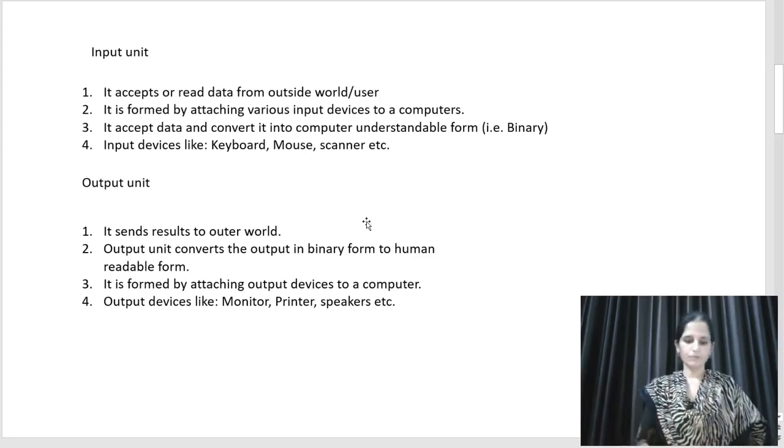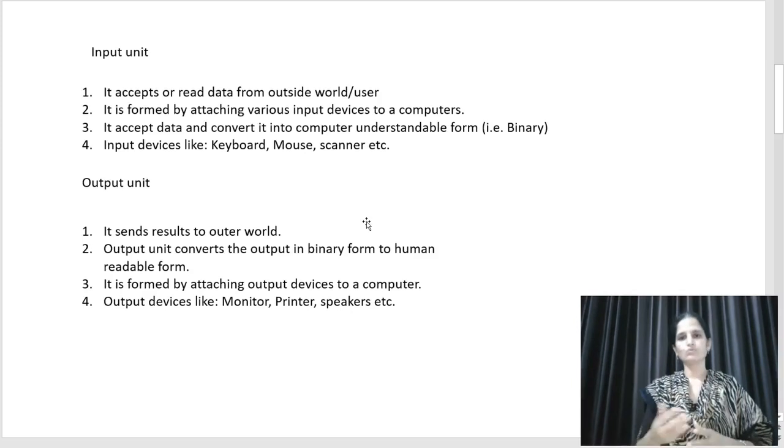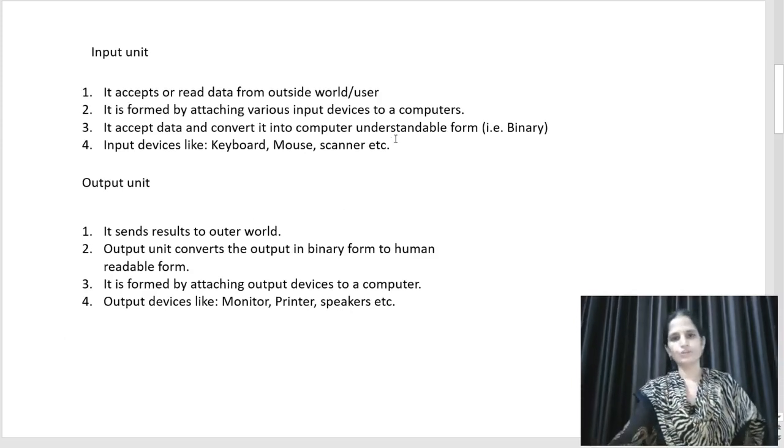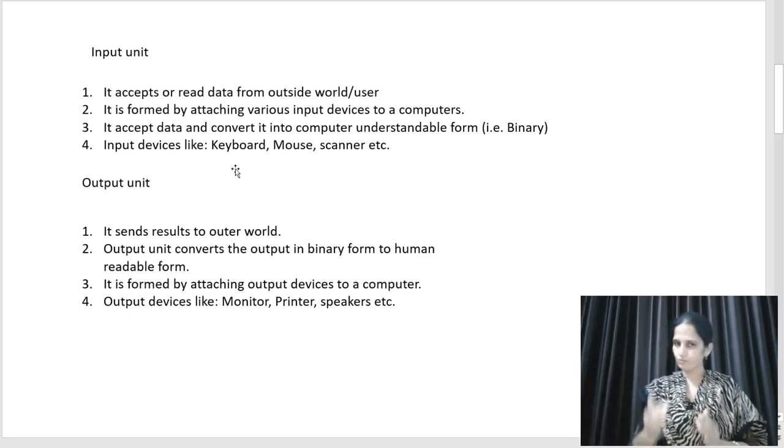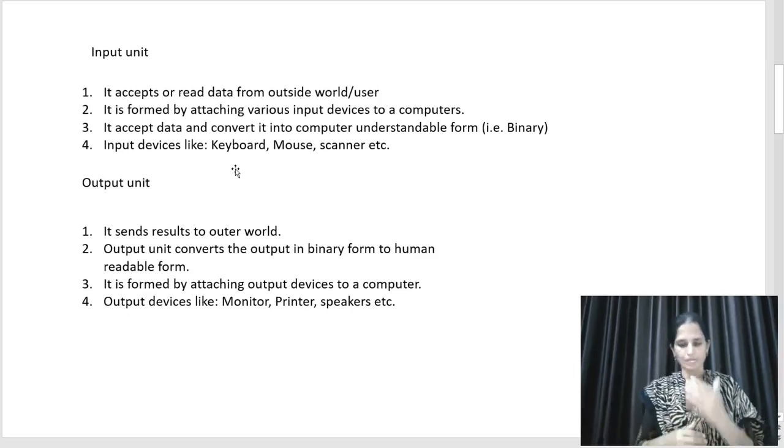For example, there are so many input devices. The first one is the keyboard, then the mouse, scanner, joystick, touch pen, and light pen. First, we are talking about the keyboard. What do you mean by the keyboard? Keyboard is a typewriter-like device which is used to type letters, digits, commands, etc.